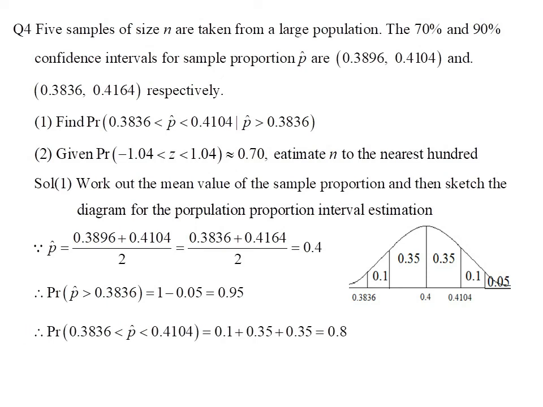Similarly, the probability of the sample proportion being between 0.3836 and 0.4104 is equal to the corresponding area under the probability density curve, which is 0.1 plus 0.35 plus 0.35, which equals 0.8. Therefore, the conditional probability can be calculated using the conditional probability formula, and it is equal to 0.8 over 0.95, which is 16 over 19 after being simplified.